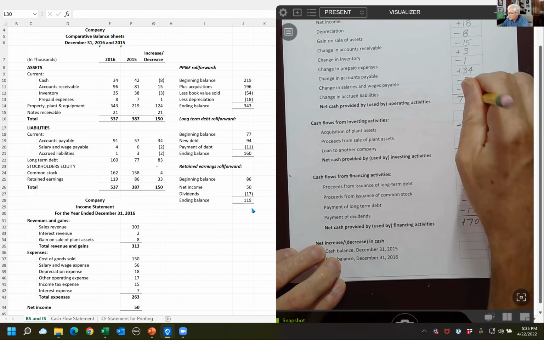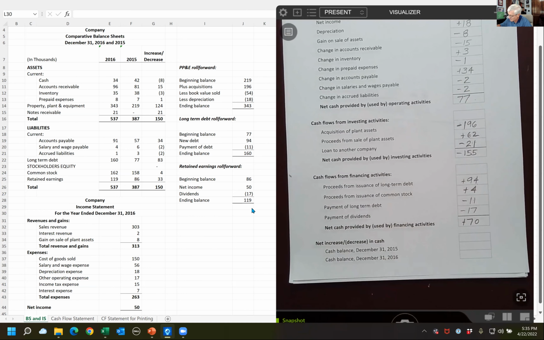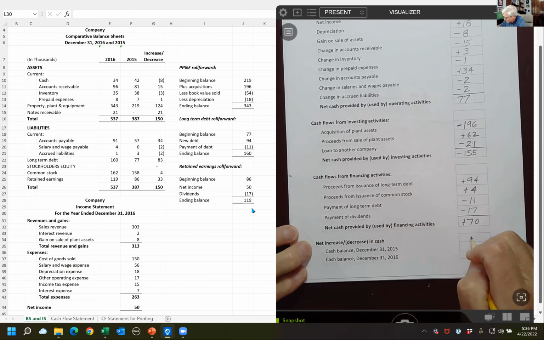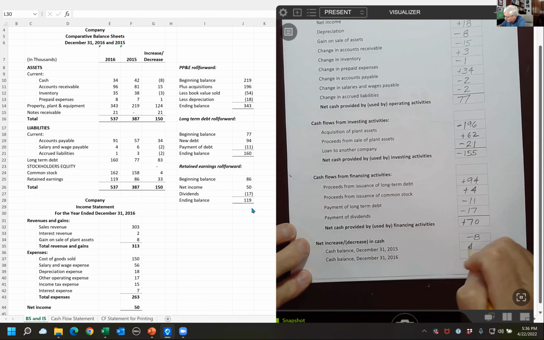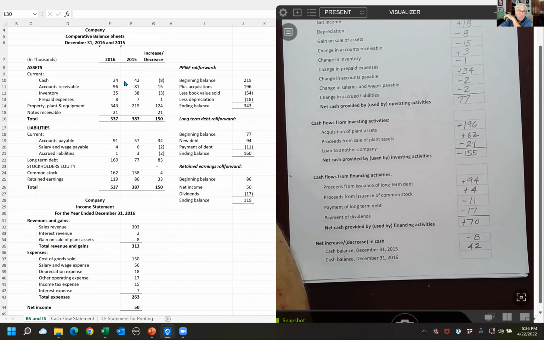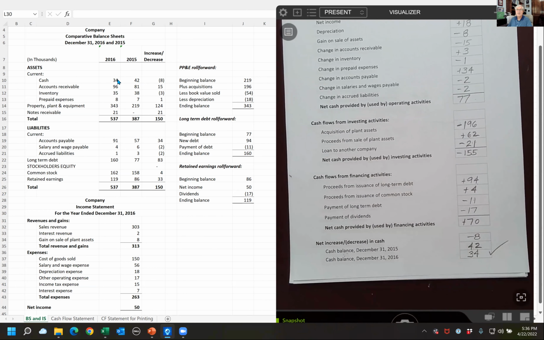+70. Now, 77 minus 155 plus 70 minus 8. So cash balance at the beginning, 42. Pulling that, watch my cursor there, and it went down to 34. Minus 8 plus 42 equals 34. Boom. Whew. That's 2 out of 2. I got one more to go. Let's hope we can get there.